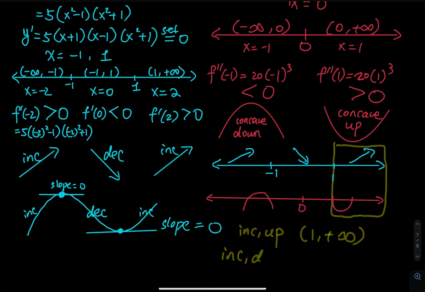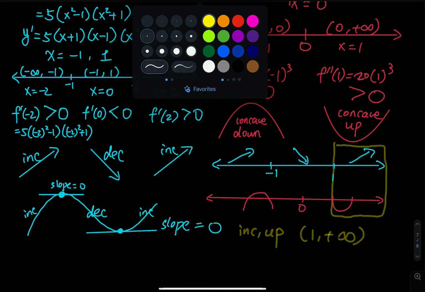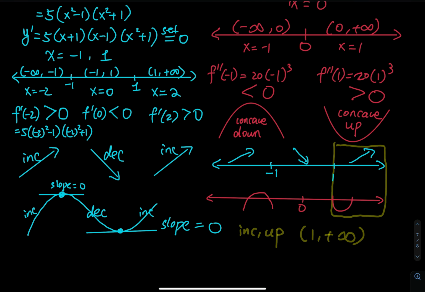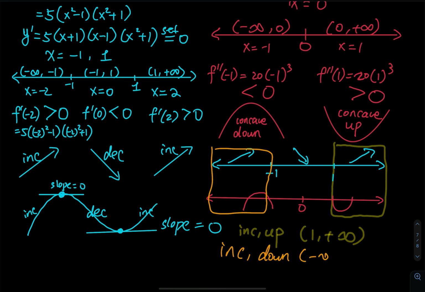I should use another color. For increasing and concave down, so we have, let's pick this. For increasing and concave down, we have this. So this is increasing but concave down. So we have from negative infinity all the way to negative 1.